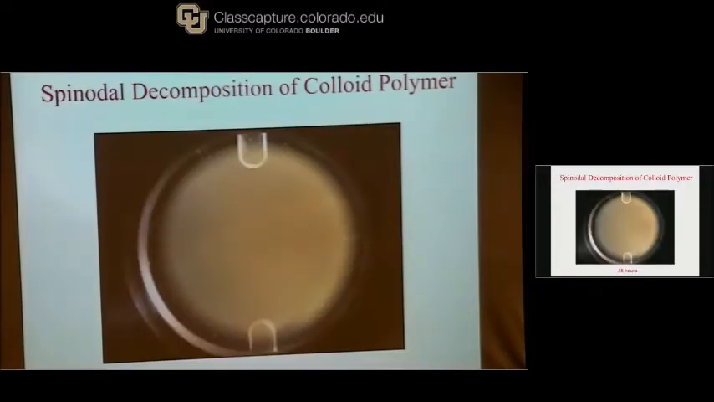So this is a sample, and I'm going to show you a movie. All we did was take a sample and mix it up. These are colloidal particles with a very weak attractive interaction, and we mix them up and then we just image them as a function of time. If you were to do this on Earth, everything would just collapse to the bottom, but in space they don't. If I play it, this is just a series of images.